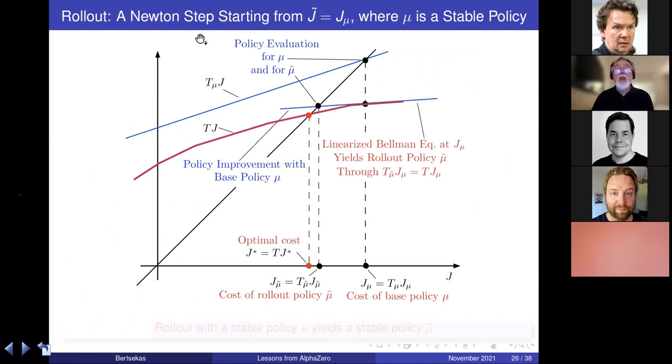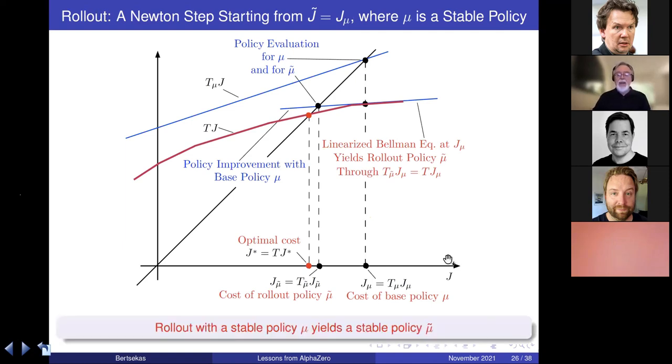Now, rollout is simply a Newton step starting from J tilde equal to the cost function of a policy. So you have some policy mu, which we call the base policy. It has an evaluation obtained by this intersection point. This is J mu. Then rollout does a Newton step, linearizes here, and this gives you the rollout policy. That's simply what it is, and it can be implemented in a number of ways, including simulation. An interesting fact is that if you have a stable policy to begin with, then the rollout policy will also be stable. You can see this from this figure.